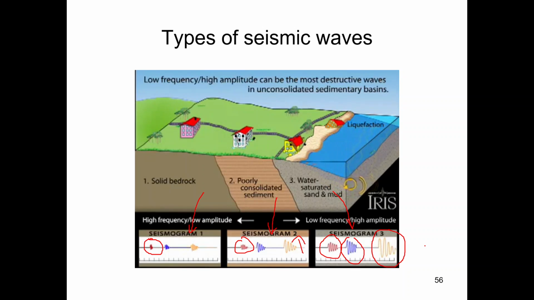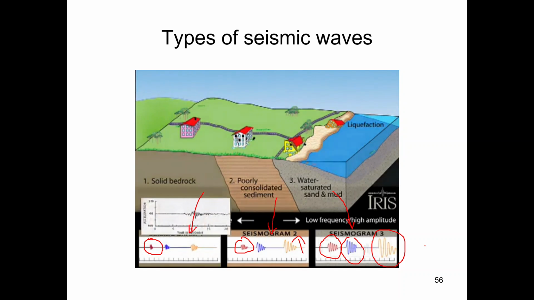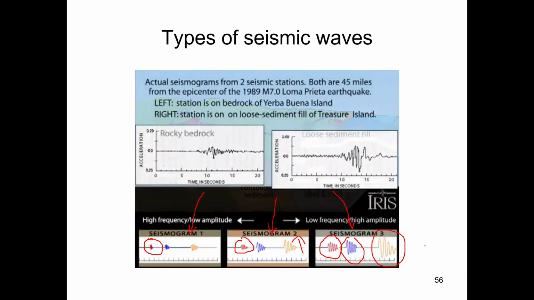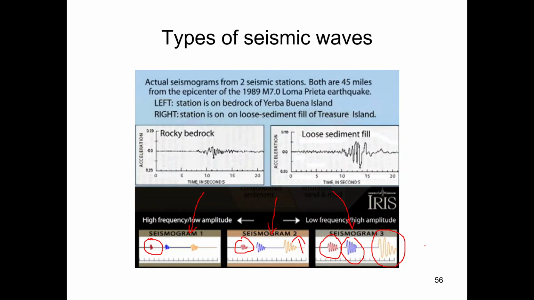The first seismogram from the pink building on solid ground shows low amplitude, high frequency waves. When the waves hit softer ground, they slow down and increase in amplitude. It's this higher slowing roll that is so destructive during an earthquake.